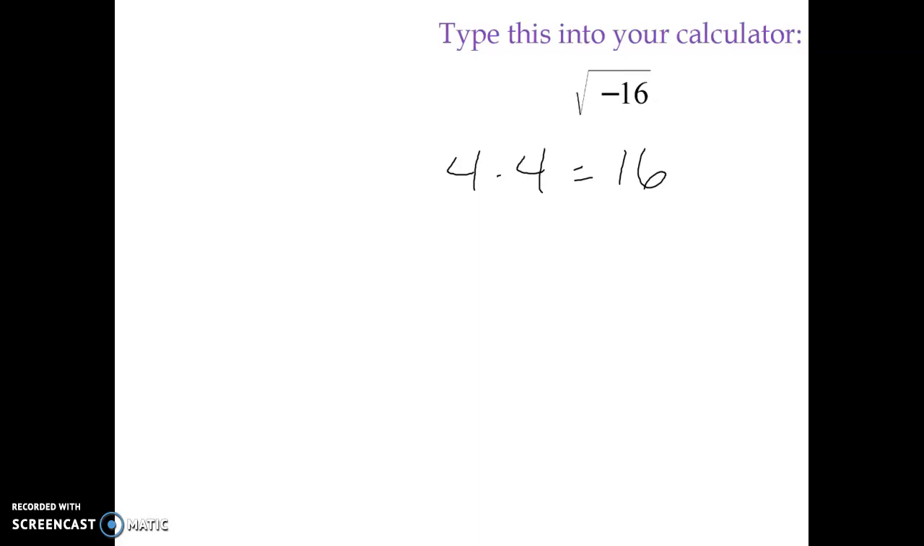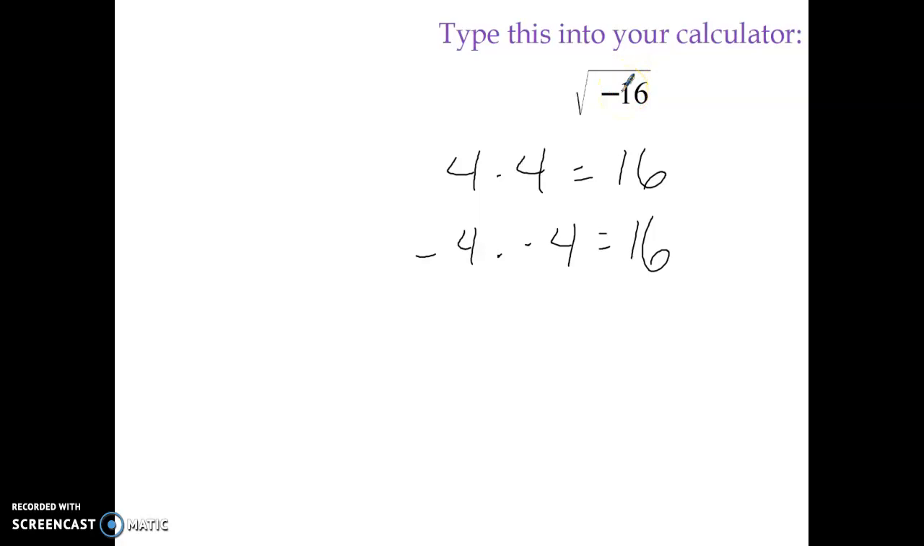So maybe I'll just change it. Maybe I'll just do negative 4. So I'll look at negative 4 times negative 4, but I remember that negative times negative is also a positive, so I end up with positive 16. So no matter what number I use, if I multiply a number by itself, what I end up with is a positive and not a negative.